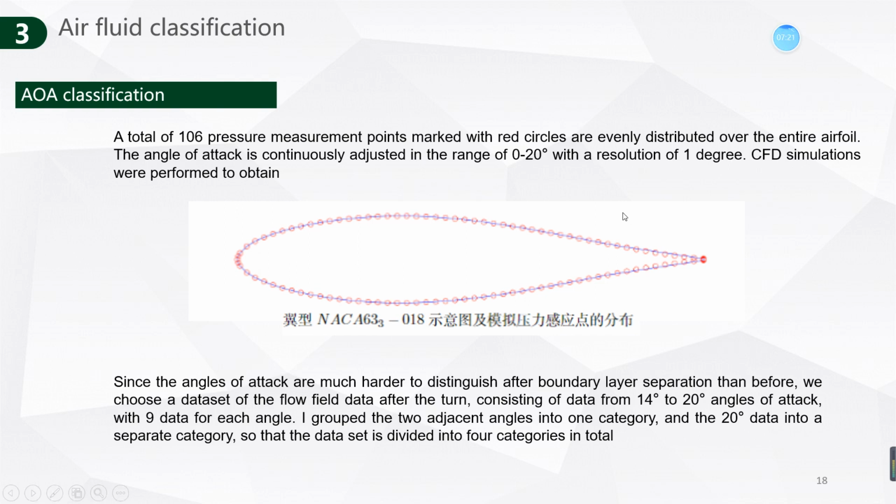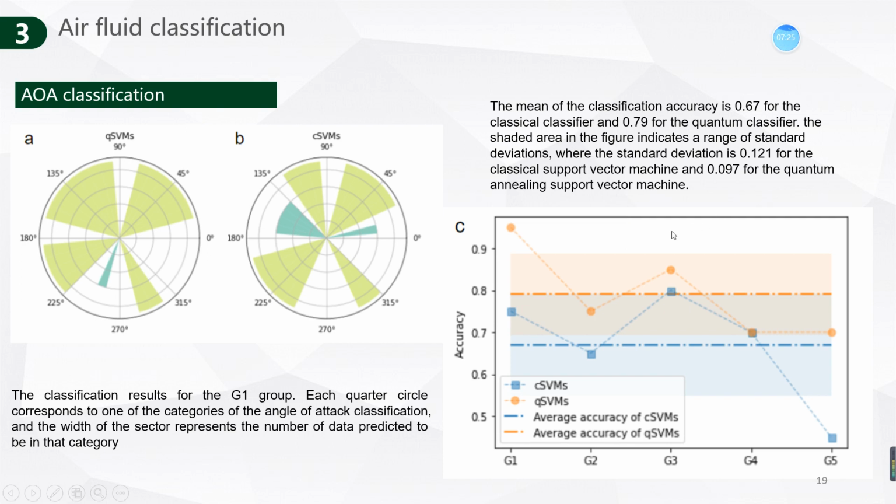So the final result we'll see here is that for different groups of data sets, the quantum version SVM has good performance compared to classical SVMs, and the standard deviation is 0.1 to 1 for the classical support vector machine, and 0.0997 for the quantum annealing support vector machine, which means the quantum version SVMs have a relatively higher classification accuracy for the AOA classification task.